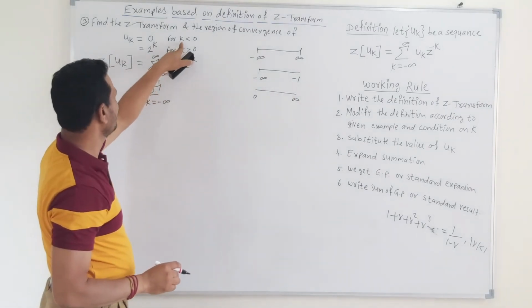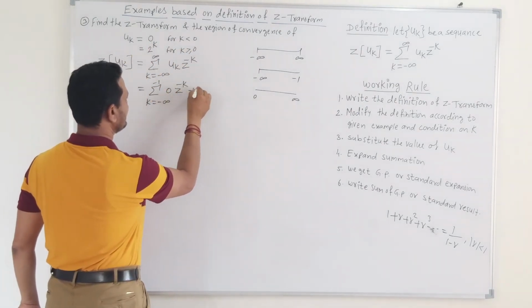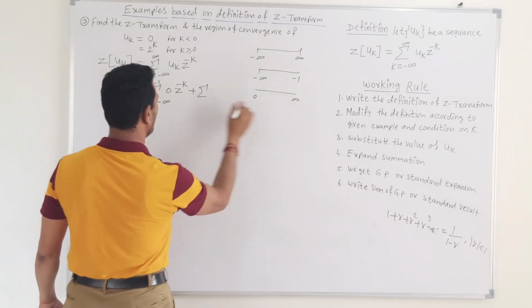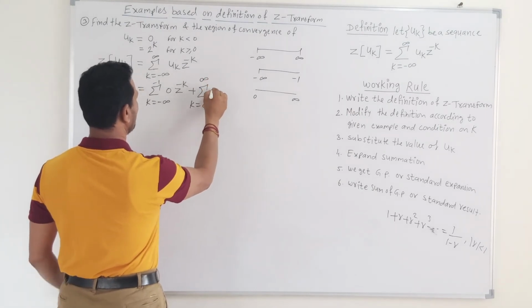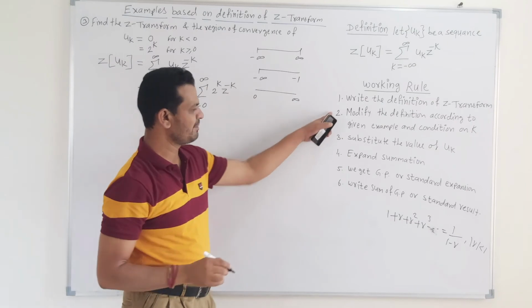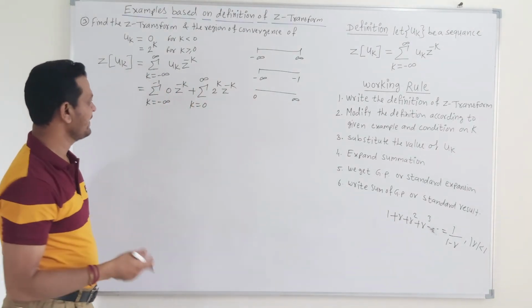So the value of uk for k less than 0 is 0, then this is z raised to minus k, plus the second step is that k goes from 0 to infinity, then the value of the sequence is 2 raised to k z raised to minus k. We just combine the second and third terms directly after understanding the examples.